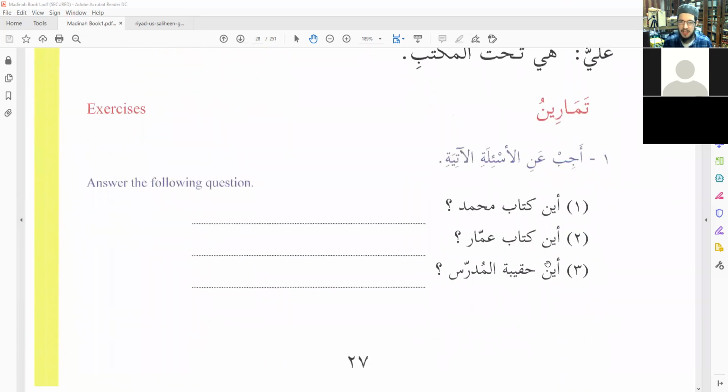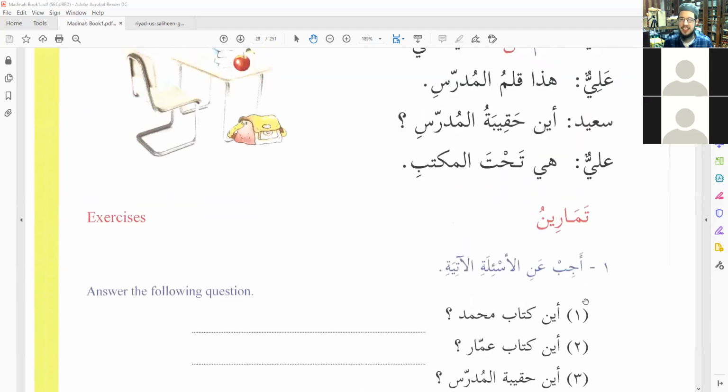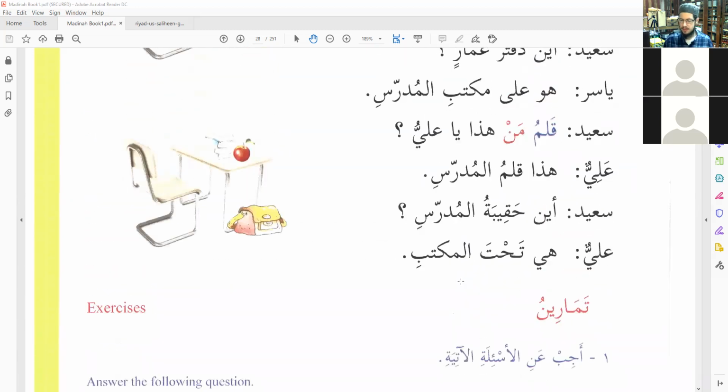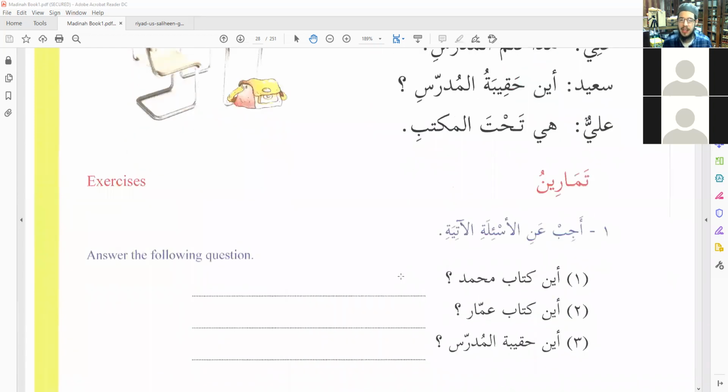Fantastic. Good work. Okay, number 3. أين حقيبة المدرس؟ Very good. Pronounce that last word for me. Mudarris. Is it mudarrisin or mudarrisat? مدرسي. Yeah, that's it. Good. And what's the answer? هي تحت المكتب. Fantastic. Now, do me the favor of translating for me the question and the answer.